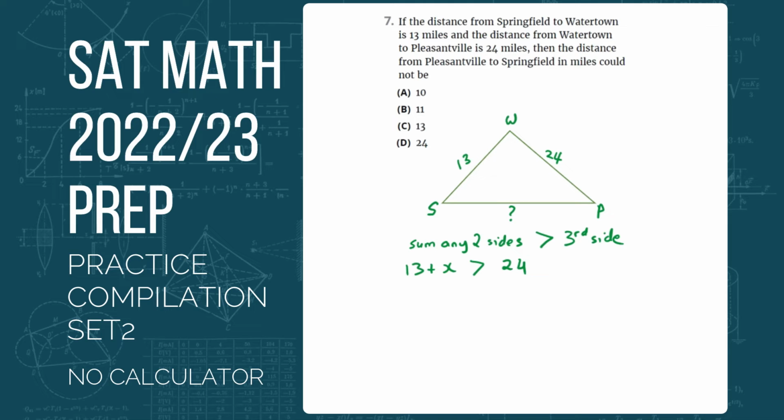So let's plug in values, like 10. 13 plus 10, is that greater than 24? No, that means 10 is not your answer. 13 plus 11, is that greater than 24? It's equal to 24, so it could work out. And we have 13 plus 7, which is obviously bigger than 24. Since we are asked which could not be, the answer is 10.